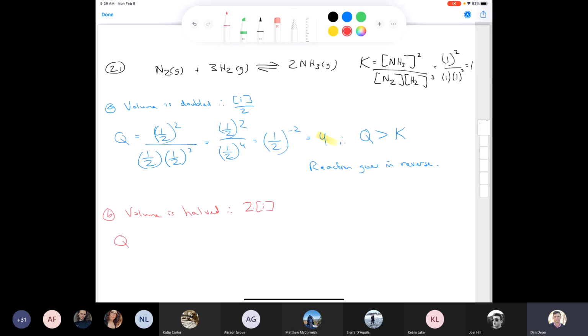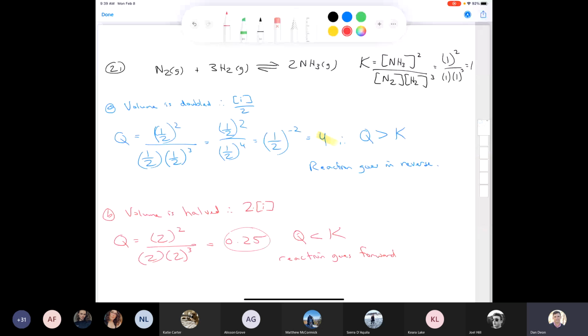Well, let's calculate our Q. So that's going to be 2 squared divided by 2 times 2 cubed. So that's 4 over 16. So that's going to equal 1/4. Okay. So that's going to be equal to 0.25. Or 1 over 4. Same thing. Anyhow, so we get that Q is less than K in this case. And so our reaction goes forward.